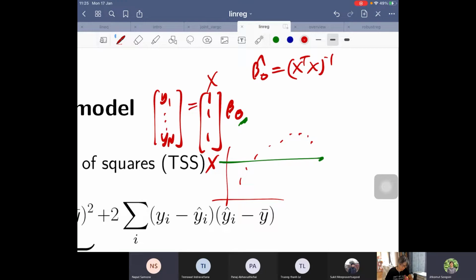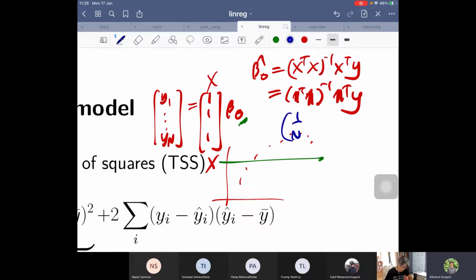X transpose Y. Okay. But with this simple model that I make, this is a constant model. My A is the vector of all ones, right? Now you plug it back and simplify this expression. 1 transpose 1 is N, big N, right? So it's 1 over N here. What about 1 transpose Y? It is the sum of yi.